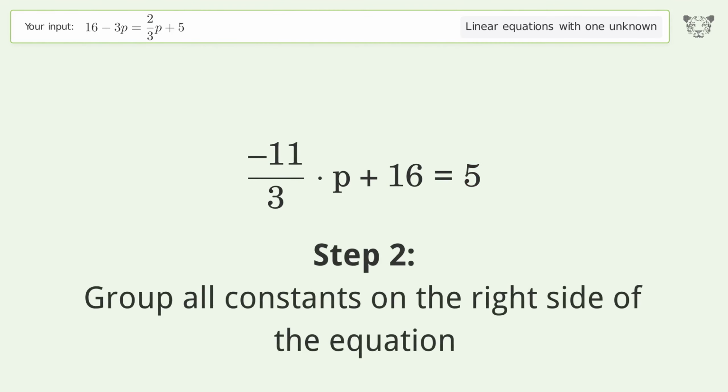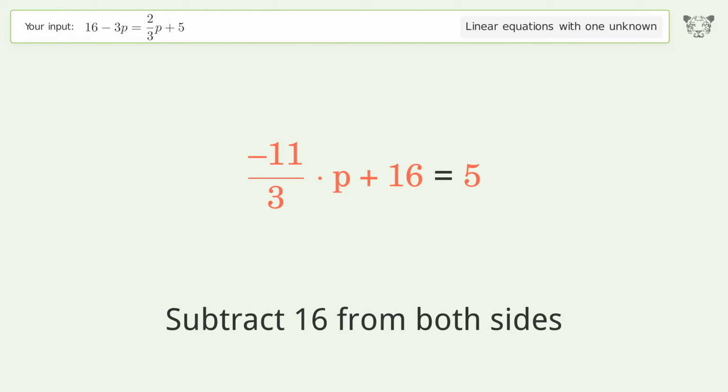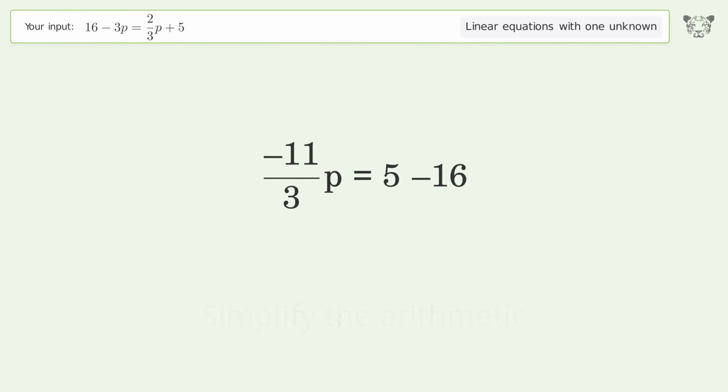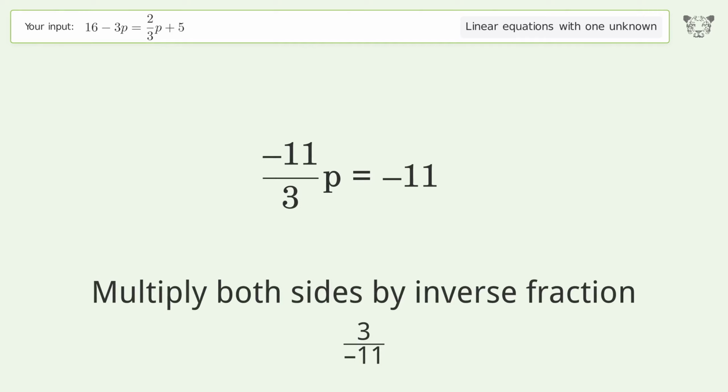Group all constants on the right side of the equation. Subtract 16 from both sides. Simplify the arithmetic. Isolate the p. Multiply both sides by inverse fraction 3 over negative 11.